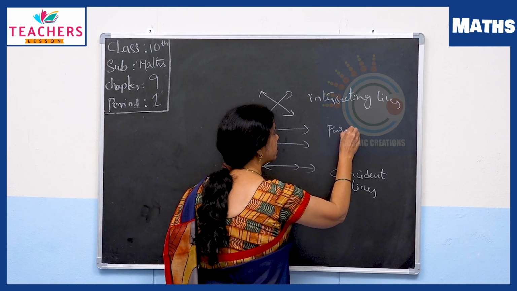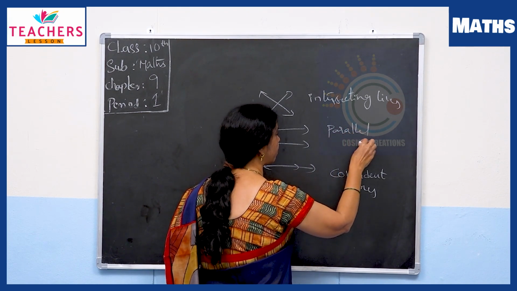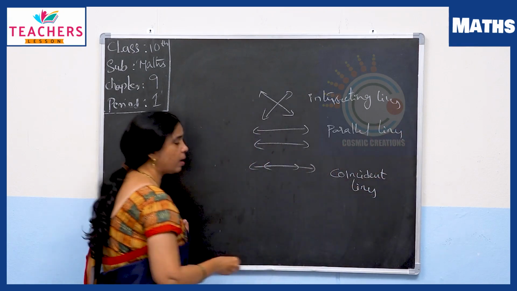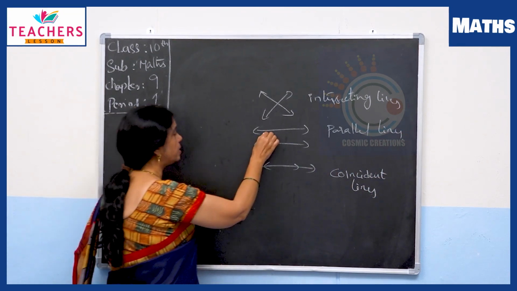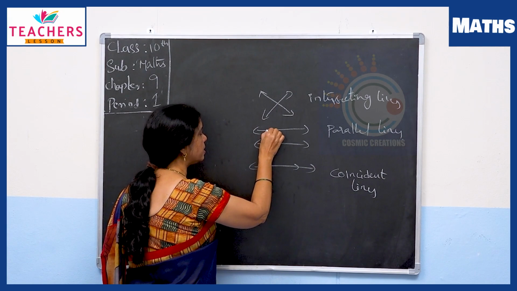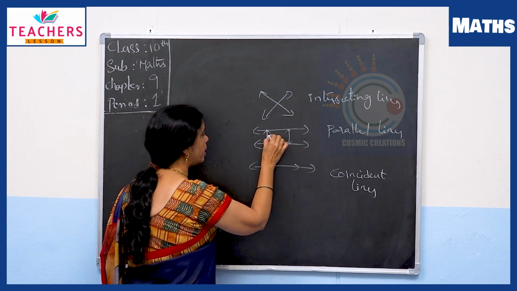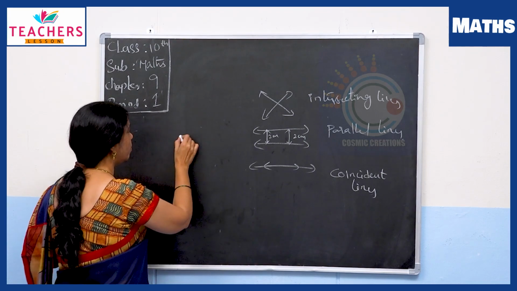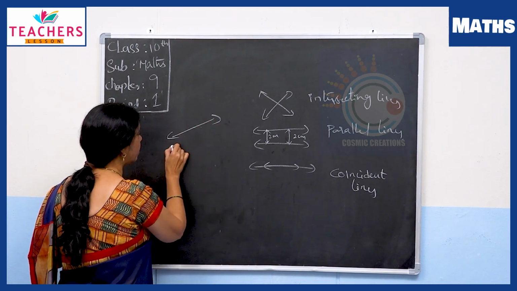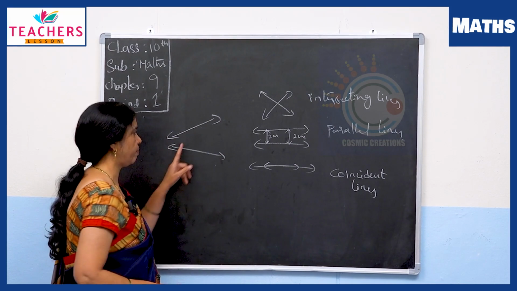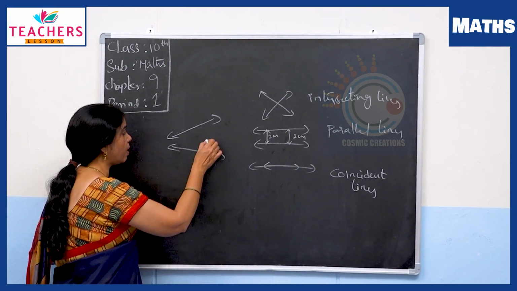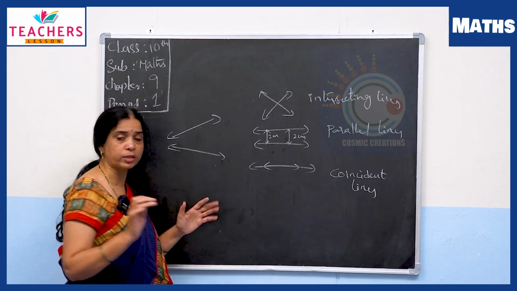What is the difference between intersecting and non-intersecting and parallel? Parallel lines means the distance between these two lines is the same everywhere. If here it is 2 centimeters, here also 2 centimeters. Now you see, what are these lines called? Non-intersecting. If you say non-intersecting, I say that is wrong.